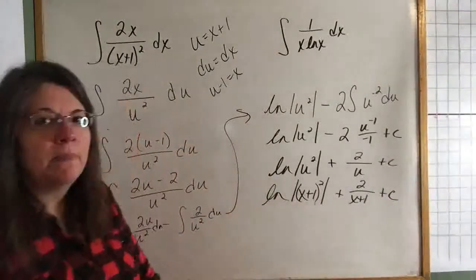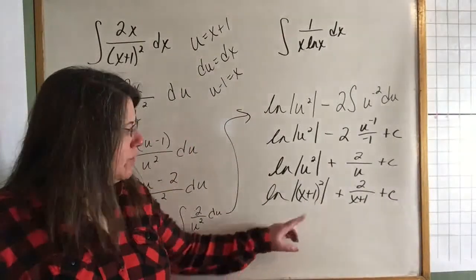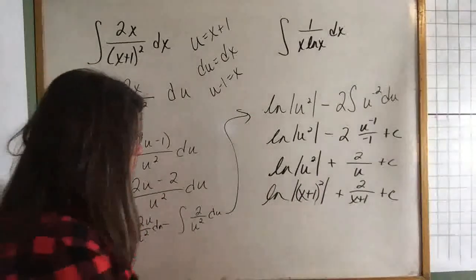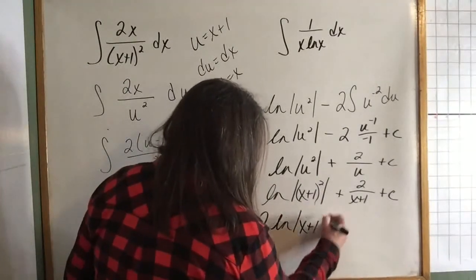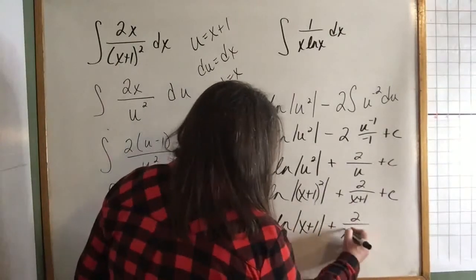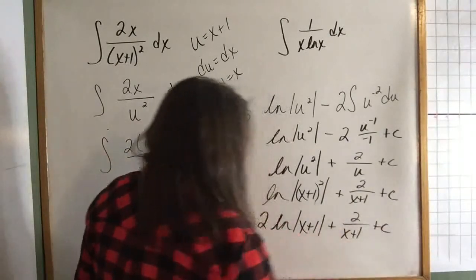plus c. And then thinking about your properties for the logs, this 2 could be brought out to the front. So that's the same thing as 2 natural log of the absolute value of x plus 1 plus 2 over x plus 1 plus c.